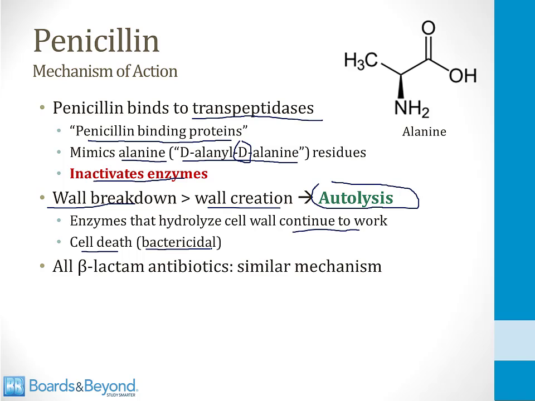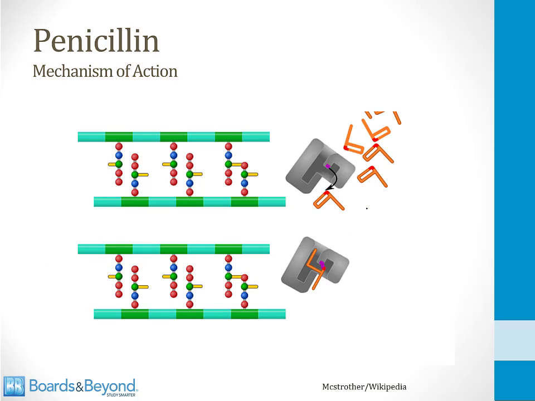And if you understand this mechanism, you understand the mechanism of all beta-lactam antibiotics because they all work the same way. Here's a picture just to make this very clear. These are penicillin molecules. They bind to the transpeptidase, and once they are bound, the transpeptidase cannot link more alanine molecules together and cannot cross-link the cell wall.